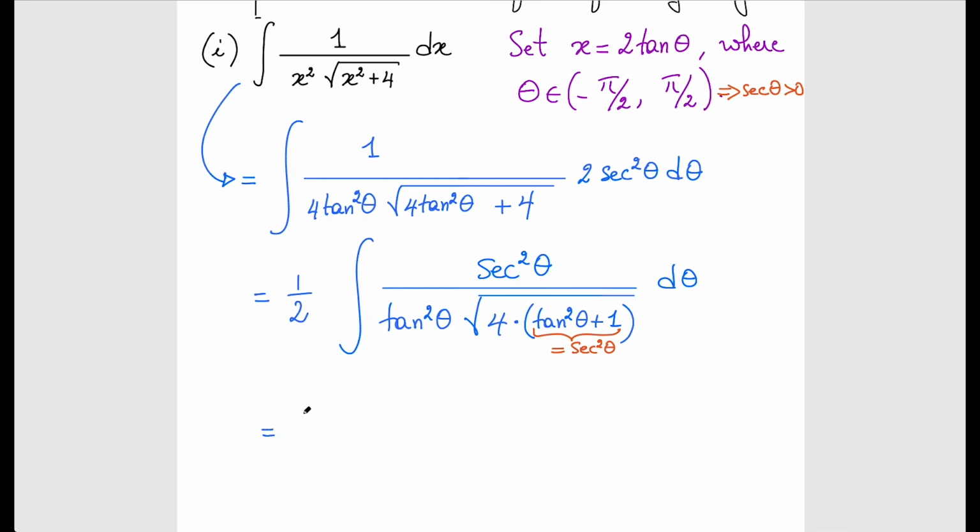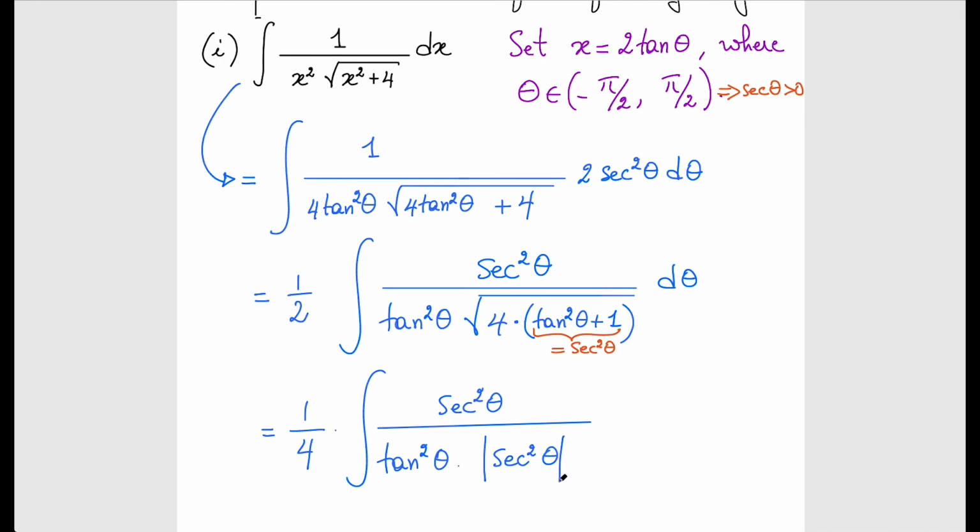This is equal to 1/2. Actually, let's combine it with the 2 that's going to come out of this integral, right? Square root of 4 is a 2. So 1/2 times 1/2 is 1/4 times the integral secant squared theta divided by tangent squared theta times the square root of secant squared. Technically it should be the absolute value of secant squared theta, but we just discussed that secant theta is positive, so the absolute value of a positive entity is itself, right? The bars are technically not doing anything, they're just decoration in this case.